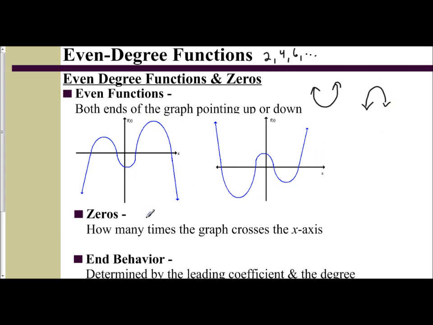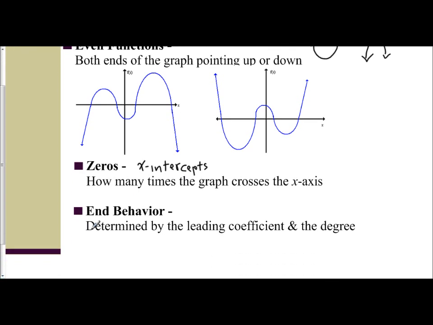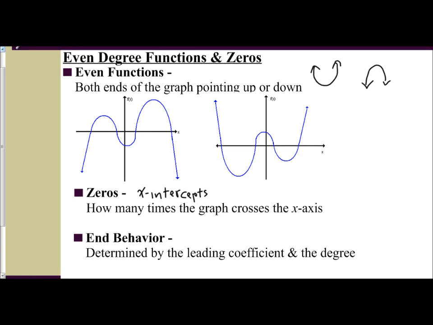We've learned back in previous lessons that zeros are your x-intercepts. It's how many times the graph crosses the x-axis. That's the number of zeros. And your end behavior, which we're going to examine in a future part of this video, is determined by the leading coefficient and the degree. What that means is since this is opening downwards, something is going on with that leading coefficient. Since this is opening upwards, same thing, something's going on with that leading coefficient. So that's an even degree function. What we need to get from even degree is that the ends point in the same direction.